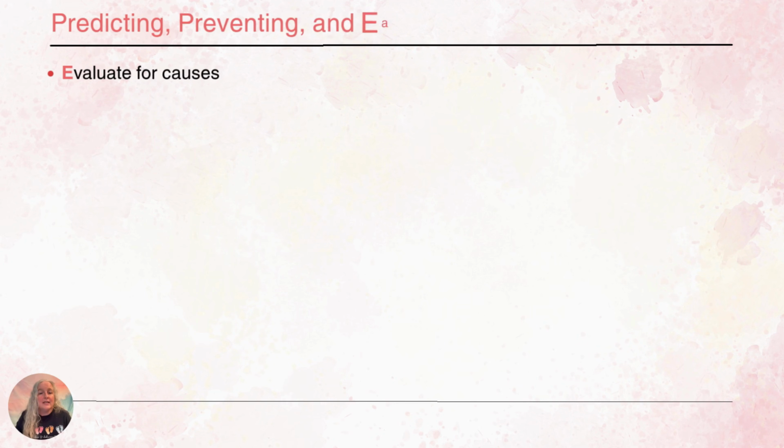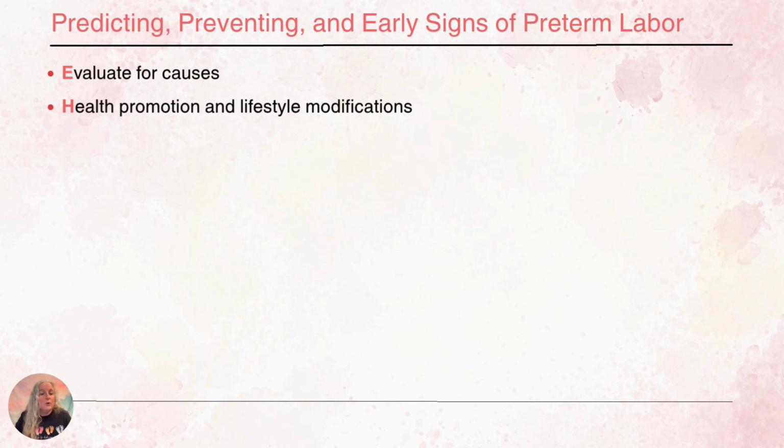For predicting, preventing, and also recognizing early signs of preterm labor, it's important that we evaluate for causes. The best time to do this is prior to pregnancy. If preconception counseling is an option, we can get a handle on things like hypertension and diabetes prior to pregnancy even occurring. We can also promote health and lifestyle modifications, so helping her quit smoking or get off drugs. If we suspect preterm labor, fetal fibronectin is a test that can help evaluate for this. It's the most accurate predictor with a negative result, meaning that there's less than a 1% chance that she will deliver within 2 weeks.